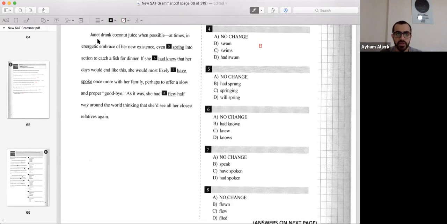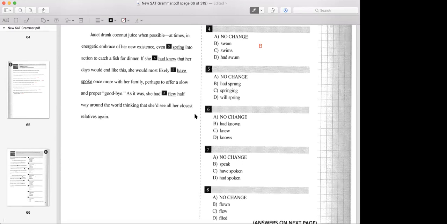For 5, "Janet drank coconut juice when possible, at times in energetic embrace of her new existence, even spring into action to catch a fish for dinner." So again, we have drank, so we're talking about the past. Even spring into action. So spring is the first form of the verb, so no change is incorrect. And then now we can have had sprung, springing, all will spring. What do you think is the correct answer? It should be springing. Springing. B.